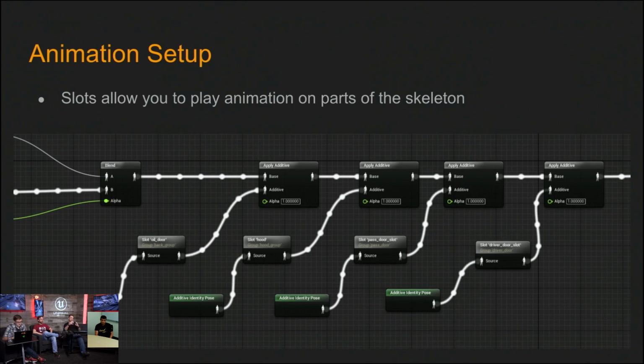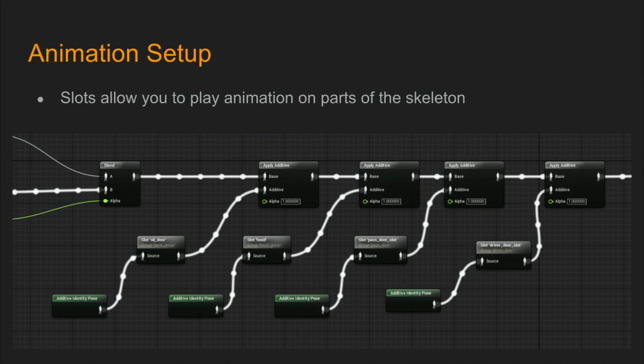And then this goes into a little bit about the animation blueprints. We utilize slots to animate different parts of the car at the same time. So I would go into the slot manager and create slots for the hood, the driver side door, the passenger side door, and the oil door. And as you can see, the graph is very simple. It's just applying an additive, getting an additive identity pose, and piping that into the final result.